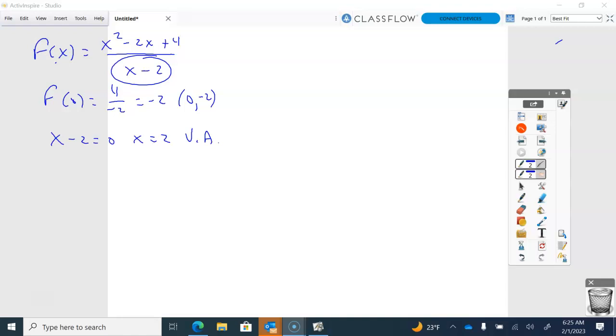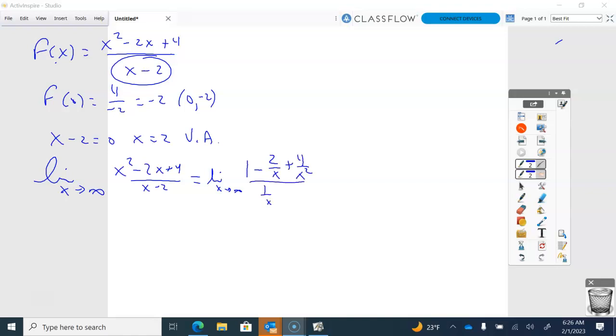I could figure out the limit as x approaches infinity of x squared minus 2x plus 4 over x minus 2. You may use the tallest rule, or you can divide by the highest power of x, which in this case would give me the limit as x approaches infinity of 1 minus 2 over x plus 4 over x squared, all over 1 over x minus 2 over x squared. Anything with a 0 at the bottom goes away, so it becomes 1 over 0, which means it's approaching infinity.